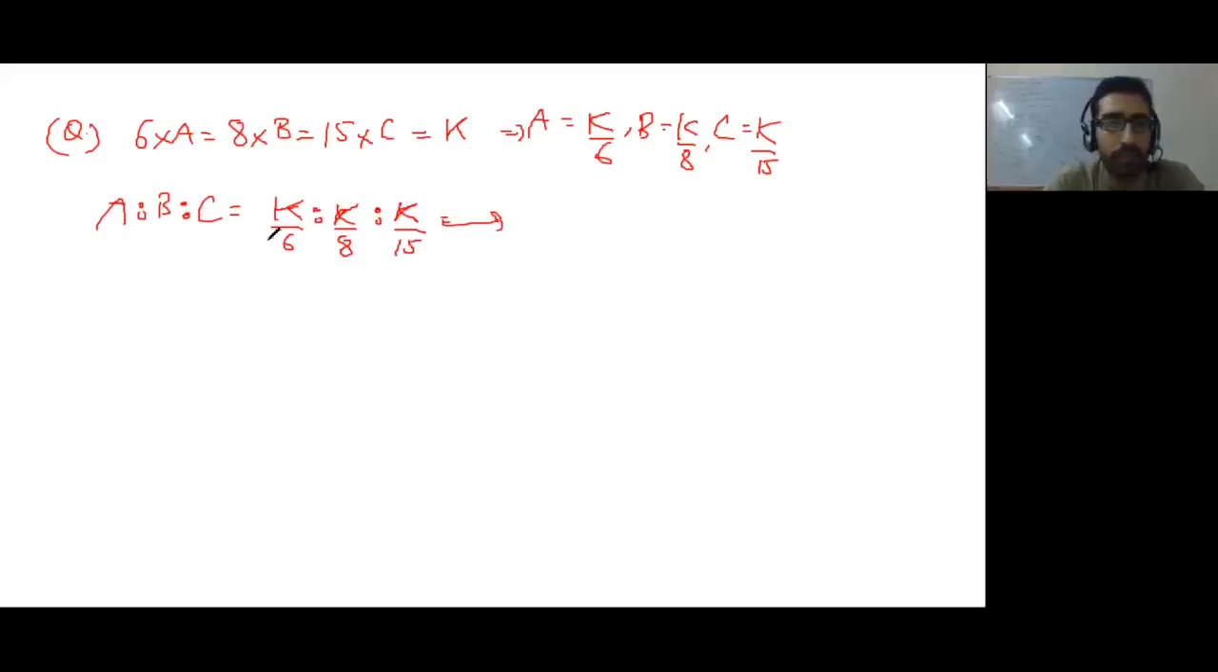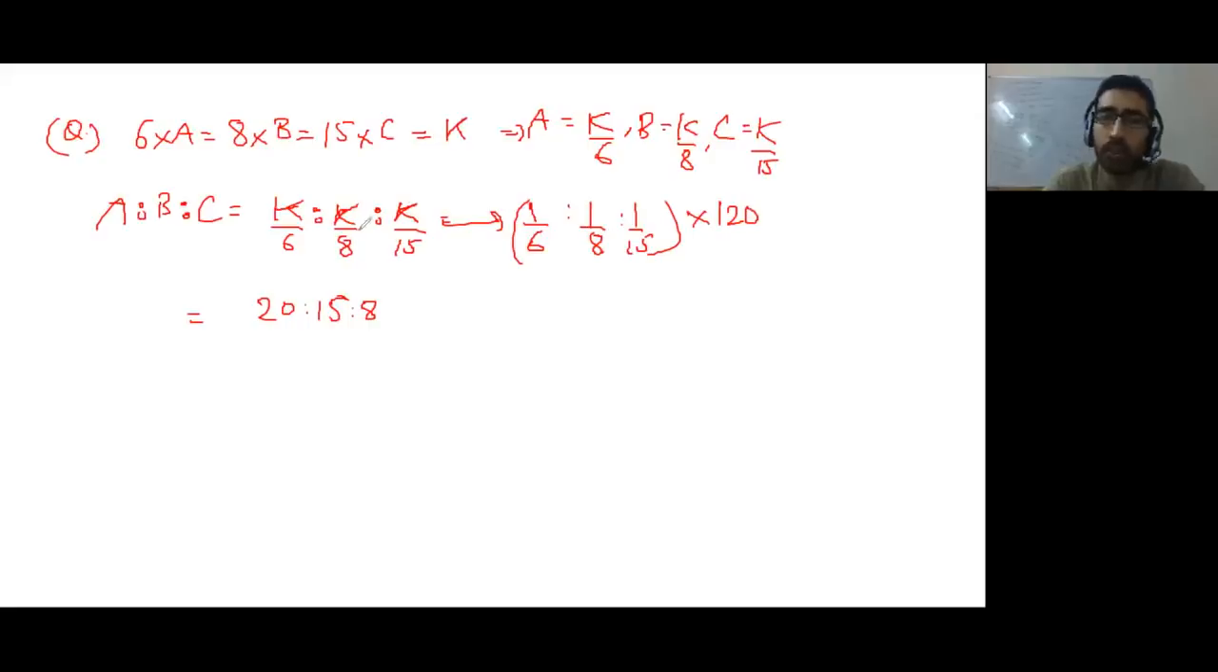From here I could have cancelled out K and taken the ratio to be 1 by 6 is to 1 by 8 is to 1 by 15. And like we just discussed, multiply these three ratios with the LCM of 6, 8, 15, or with some number to make sure the denominators disappear, and here that is 120. And I would have got A is to B is to C as 20 is to 15 is to 8.